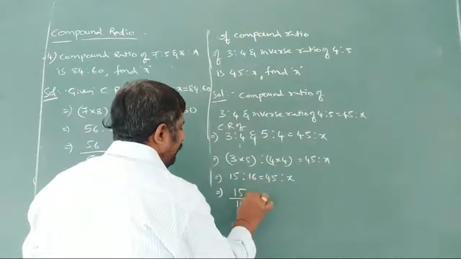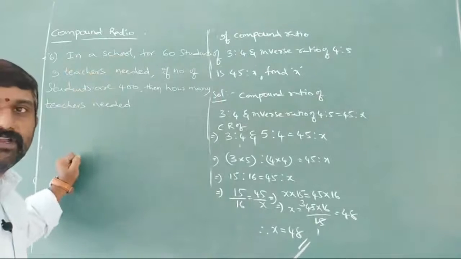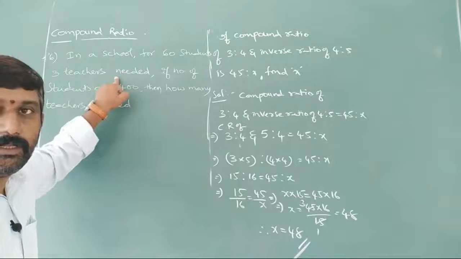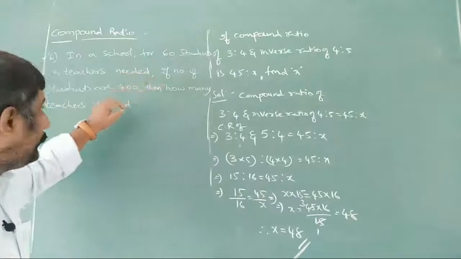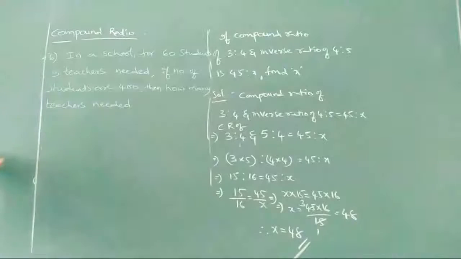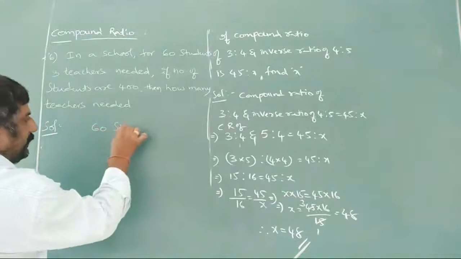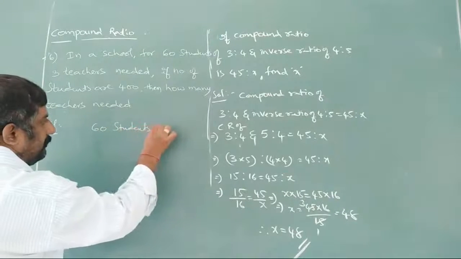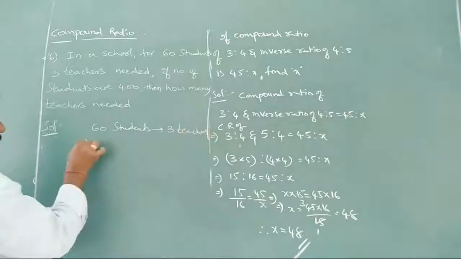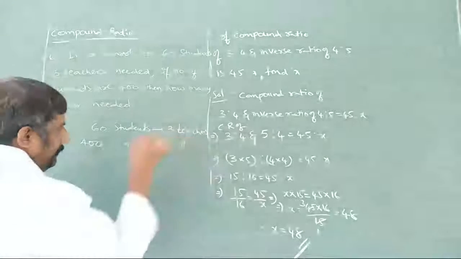Next we are going to take simple ratios. How is it? In a school, for 60 students 3 teachers are enough. Now if the number of students is increased to 400, then how many teachers are needed? We'll write here: 60 students, 3 teachers. 400 students, how many teachers needed?